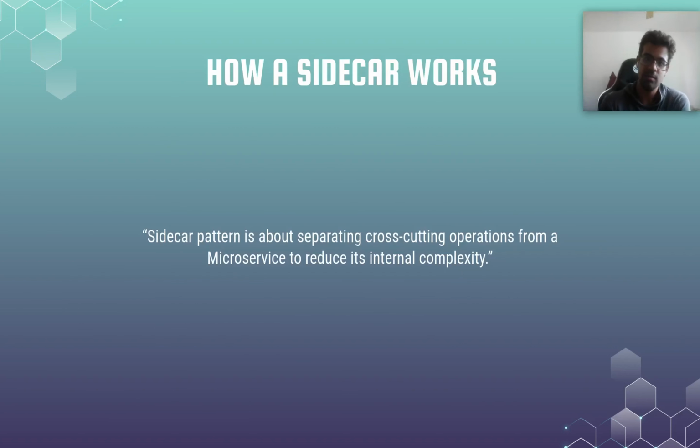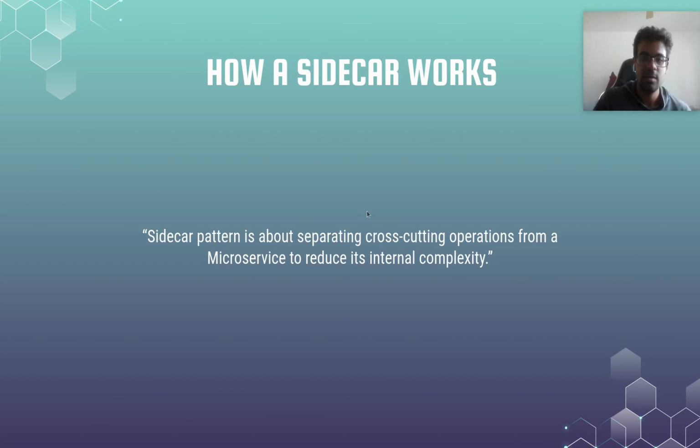So I think a good phrase to briefly describe what the sidecar pattern is about: it's about separating cross-cutting operations from a microservice to reduce its internal complexity. So basically, what it does is remove some responsibility from the application, and then the application can focus on doing what it was created to do. And then the sidecar worries about things like logging and monitoring, that is, secondary functionalities.